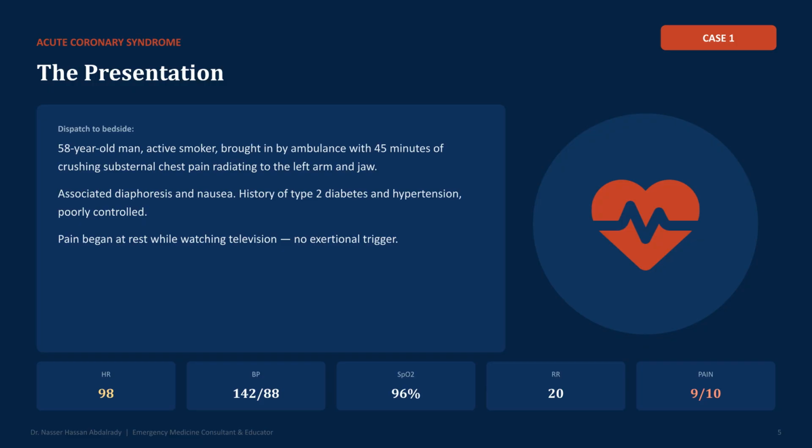For case 1, a 58-year-old smoker arrives with 45 minutes of crushing substernal chest pain. He has associated nausea and diaphoresis, a history of poorly controlled diabetes and hypertension, and the pain began at rest. Let's look at how we manage this.